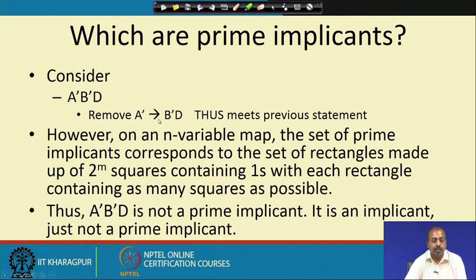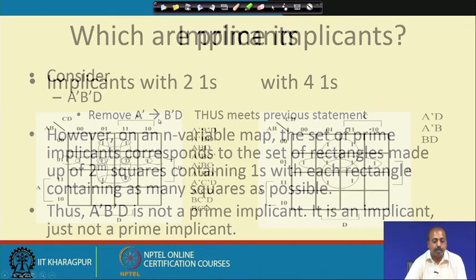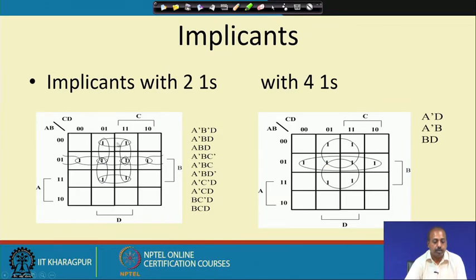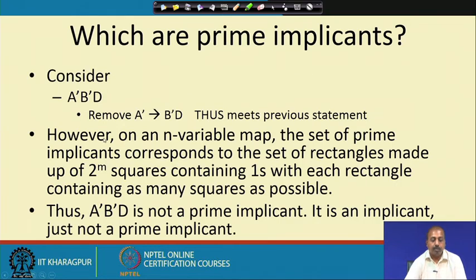So, b bar d will cover the original min terms, like b bar d also covers these 2 ones. So, that way it covers one, so it can be an implicant. However, on an n variable map, the set of prime implicants corresponds to the set of rectangles made up of 2 power m squares containing ones, with each rectangle containing as many squares as possible. So, a bar b bar d is not a prime implicant.